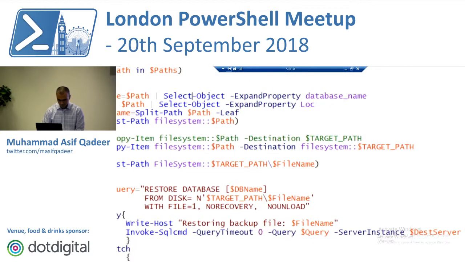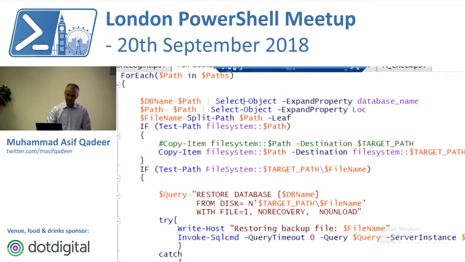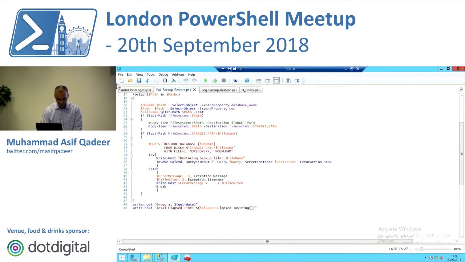And this one is just a simple copy item from source to destination, with the paths in variables. Then it is checking the target path, testing if it exists with the file name. So the file name is copied, and it exists locally now. Then it just executes this query, which is a restore query. Simple. So this is for the full backup.